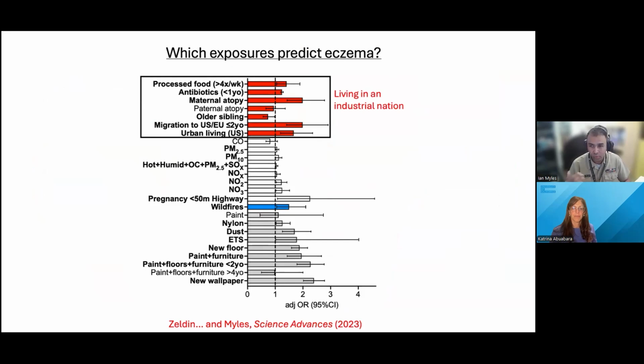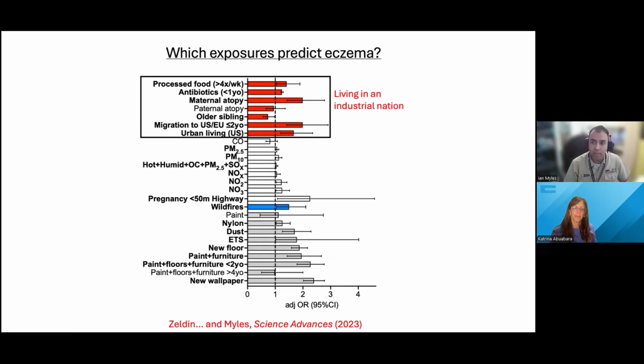If you're under 2, and really the cutoff is under 4, after 6 years of age, you can move anywhere you want in the world, and your risk of allergic disease is not going to change from where your home country was. So this kind of speaks to some kind of early developmental window. Within the United States, there is an additional compounded risk if you live in an urbanized environment versus rural.